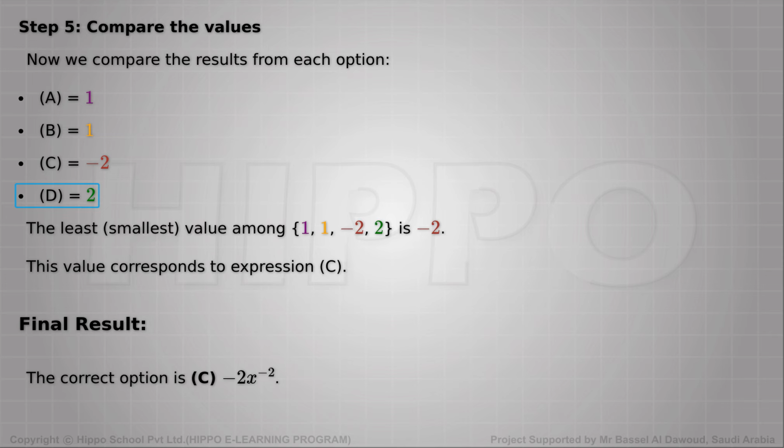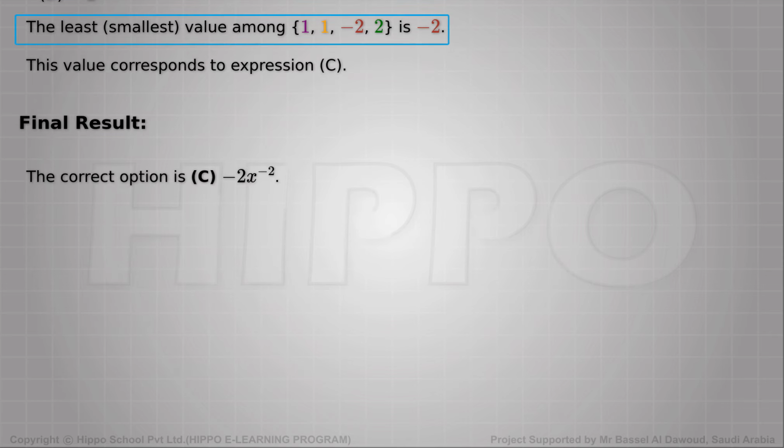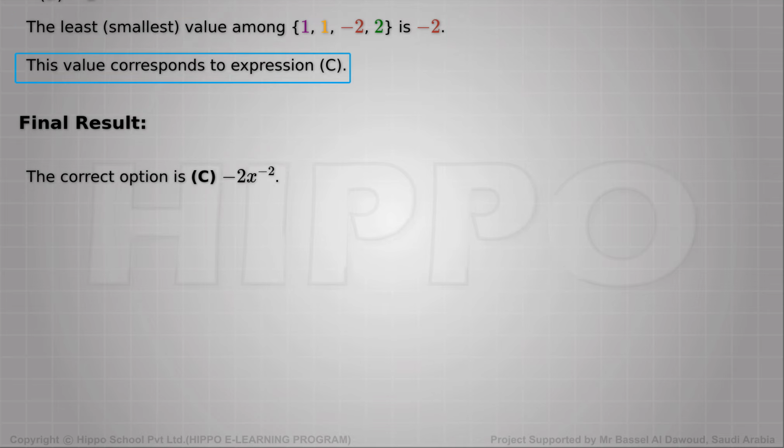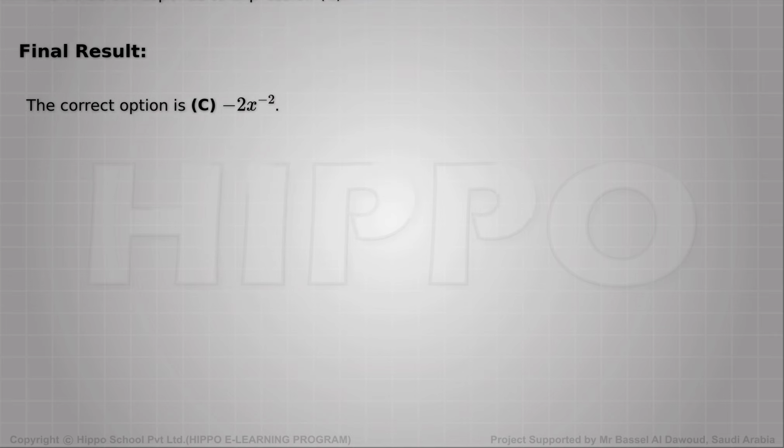The question asks for the least value, which means the smallest number. Looking at our set of results, 1, 1, -2, and 2, the smallest number is -2. This value came from our calculation for option C. So we have our final answer. The expression with the least value is -2 times x to the power of -2, which is option C.